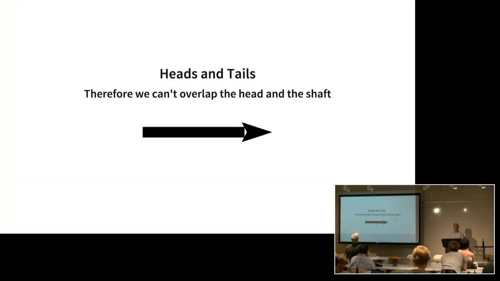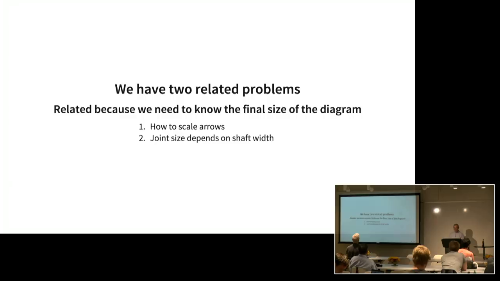So that adds to the complexity in terms of trying to figure out how to design these arrows so that all of our features are met. It really boils down to two related problems, and they're related because we need to know the final size of the diagram. One is how to scale arrows, and two is that the joint size depends on the shaft width. As a matter of fact, the joint size also depends on the head length, because the head is measured in the same units as the shaft.